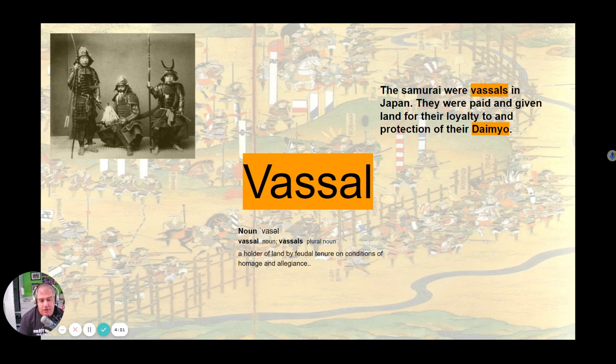A vassal is, we didn't talk about this when we talked about Europe, but we'll talk about it now. A vassal is somebody who pledges their loyalty in return for land or something like that. So a samurai would be a vassal because they're pledging their loyalty to the daimyo in return for their protection. A knight is a vassal because they pledge their loyalty and service in return for a place to live at the lord's manor.